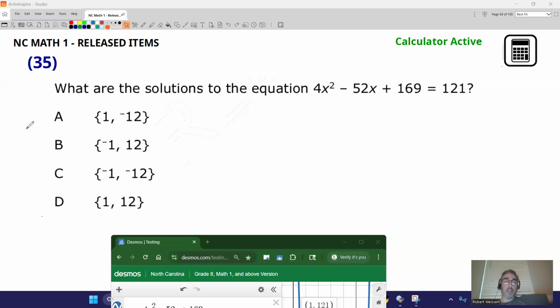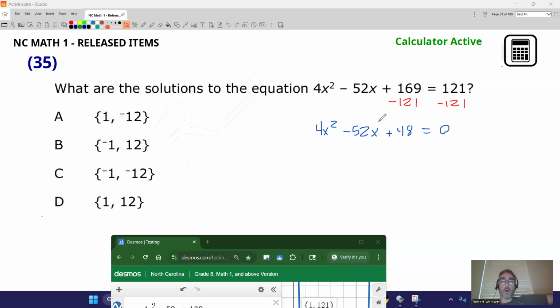This isn't too bad. You're just going to have to factor and move some terms over. So this is a quadratic. It has a squared term in it. So first thing I want to do is get it equal to 0. I'm going to do that by subtracting 121 from 169. I'm going to get 4x squared minus 52x, and 169 minus 121 is 48, and that's going to equal 0.